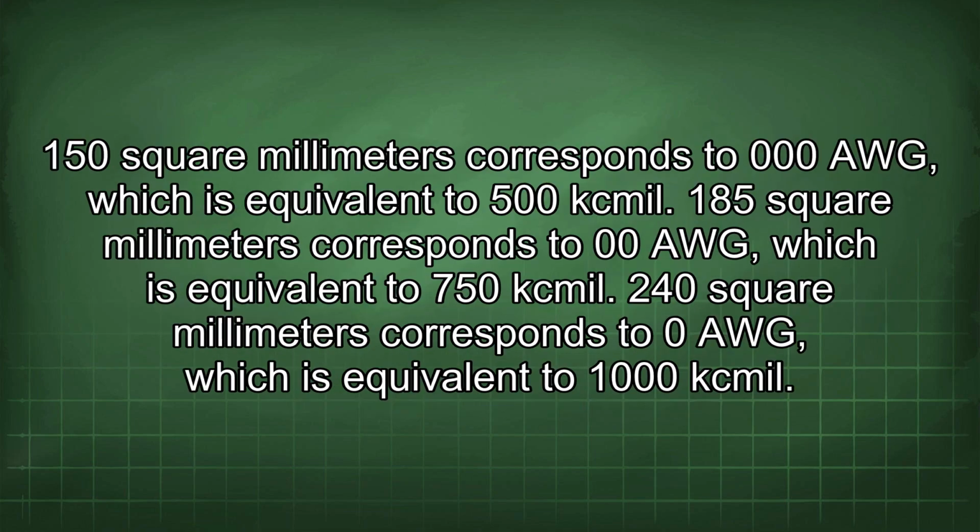150 square millimeters corresponds to 0 AWG, which is equivalent to 500 kcmil. 185 square millimeters corresponds to 0 AWG, which is equivalent to 750 kcmil. 240 square millimeters corresponds to 0 AWG, which is equivalent to 1000 kcmil.